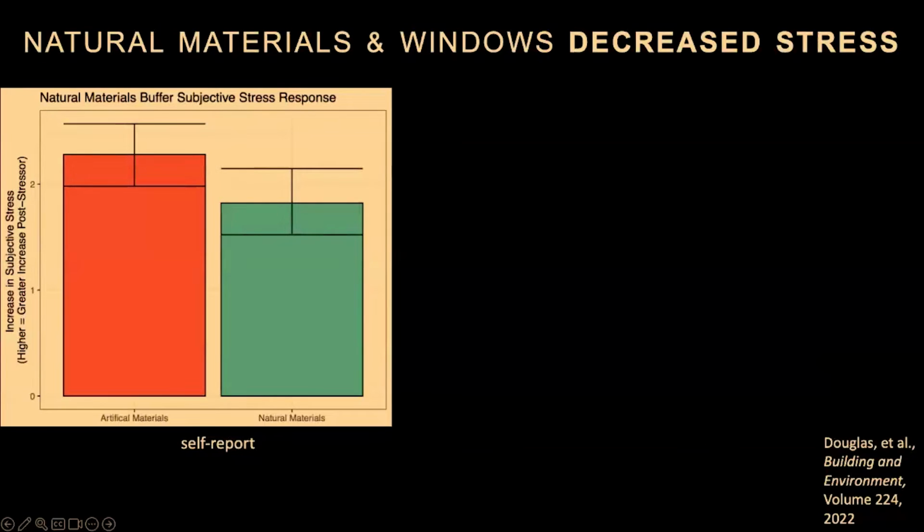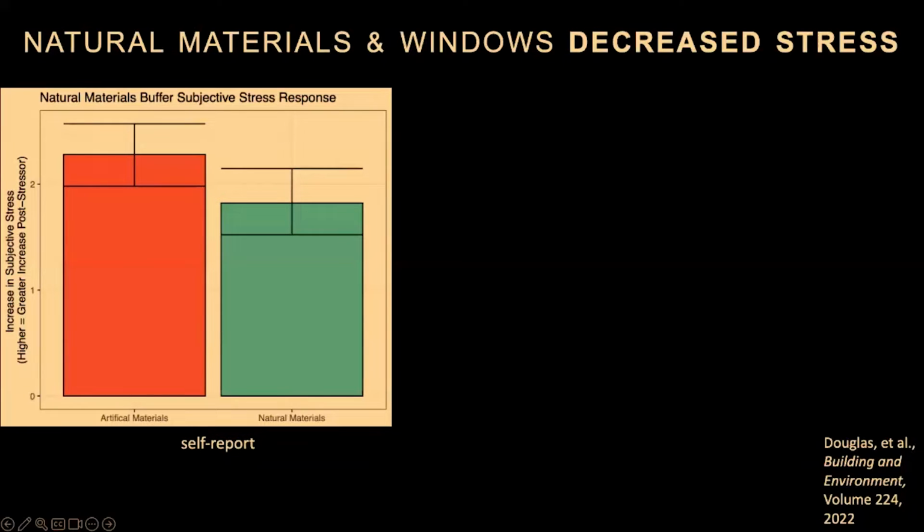I'm just going to show you the biggest results. You can look in the journal article that I cite here if you want to know more. The conditions with the natural materials help to decrease the stress in the participants. This was not the result I expected. I thought for sure it would be the windows and the natural light. That did have an effect, but this effect was larger.